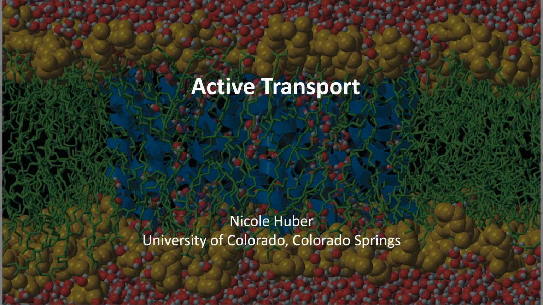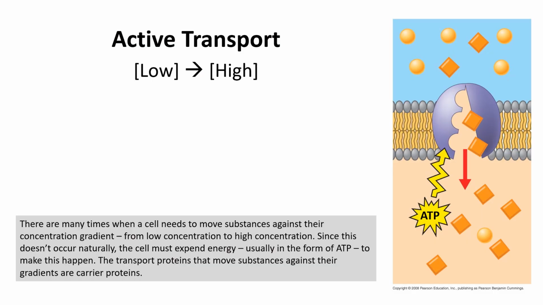Active transport. There are many times when a cell needs to move substances against their concentration gradient, from low concentration to high concentration. Since this doesn't occur naturally, the cell must expend energy, usually in the form of ATP, to make this happen. The transport proteins that move substances against their gradients are carrier proteins.